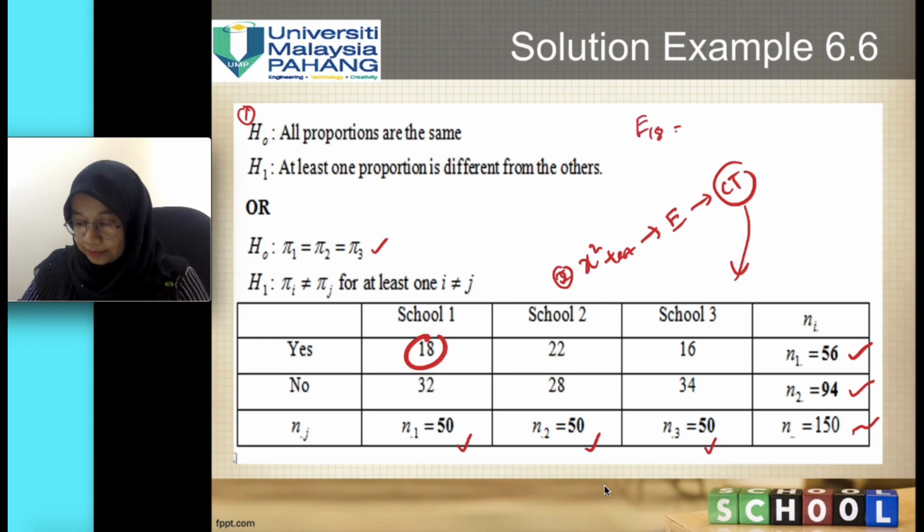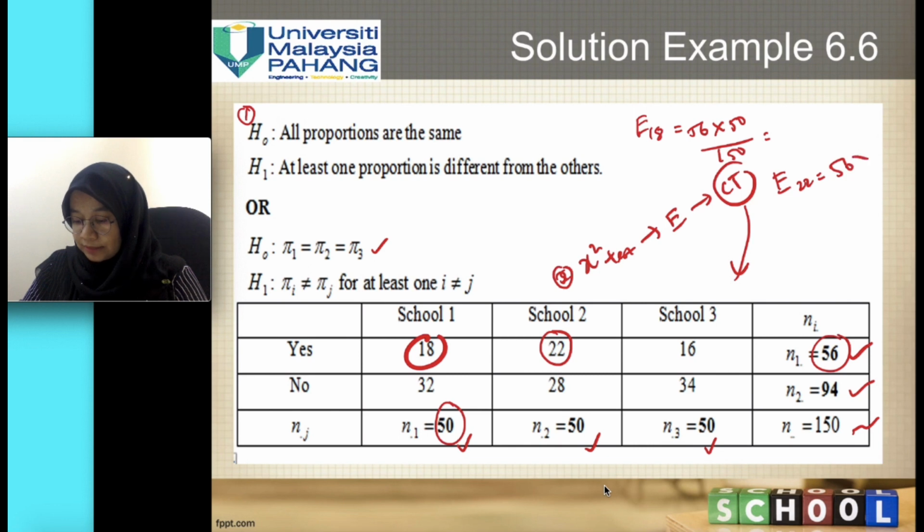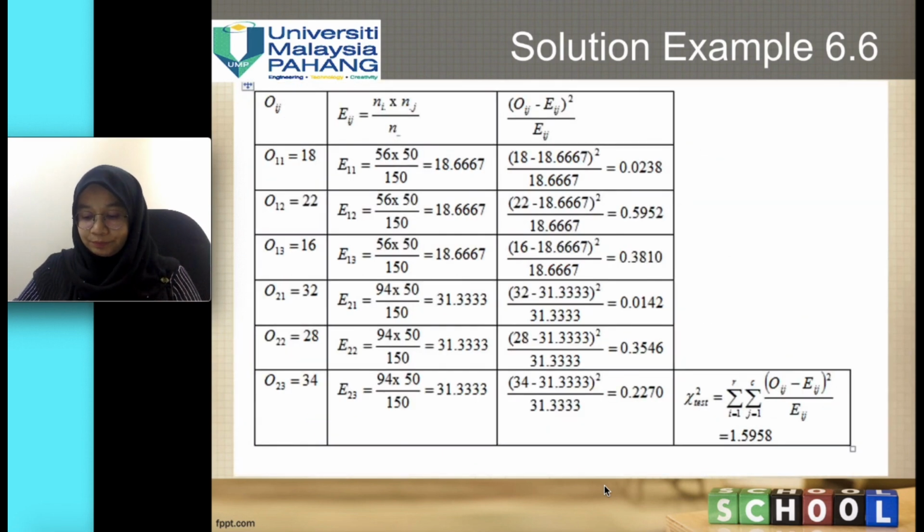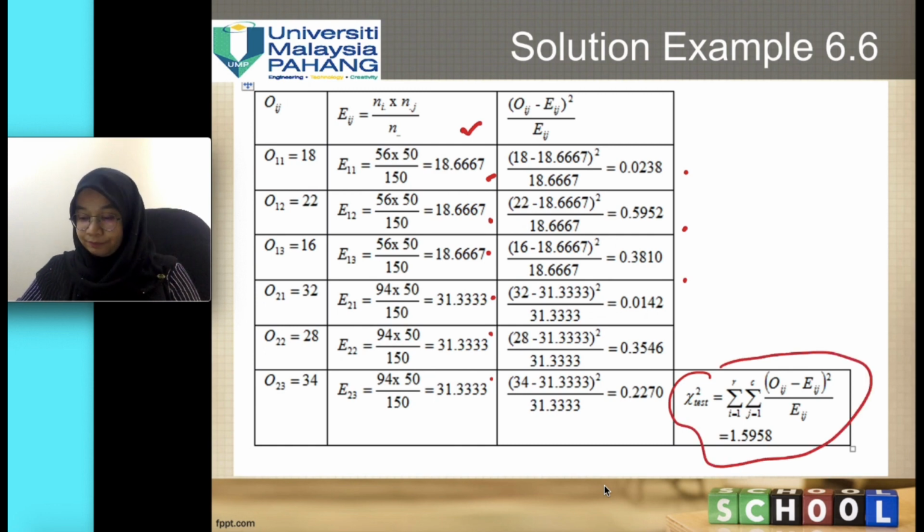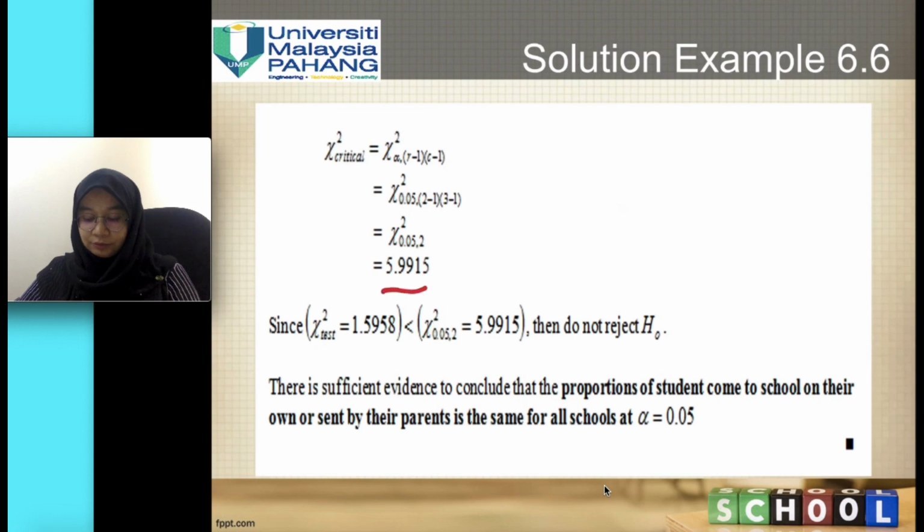How to find E for 18? E for 18 is equal to 56 times 50 divided by 150. How do we get E for 22? E22 is equal to 56 times 50 divided by 150. And so on, you will get the E here. And then after that, you sum it up and you will get the chi-square test, 1.5958.